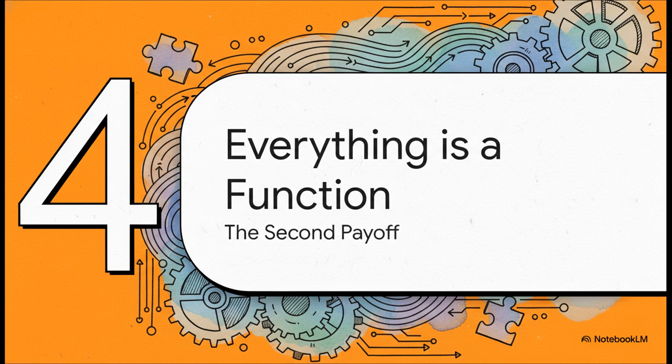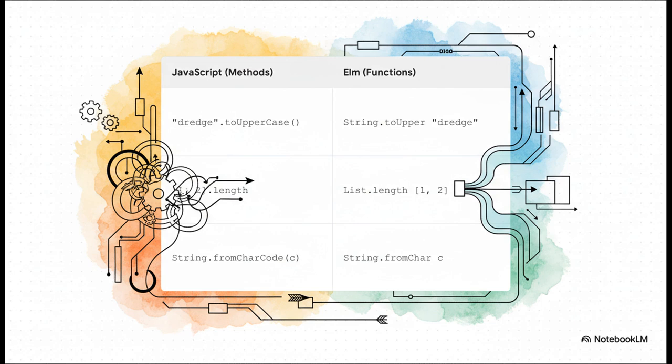The next big piece of the Elm puzzle is its super consistent use of functions. In a lot of languages, you've got this mix of functions, methods, properties. It can get messy. In Elm, nope, you just have functions. And that makes all your logic really clean and predictable. This table shows the difference perfectly. In JavaScript, the logic is often attached to the data itself, right? Like the toUpperCase method that lives on a string. But in Elm, the logic lives in modules. You pass the data to a function, like String.toUpper. It's a subtle shift, but it makes your code so much easier to understand, to reason about, and especially to test.